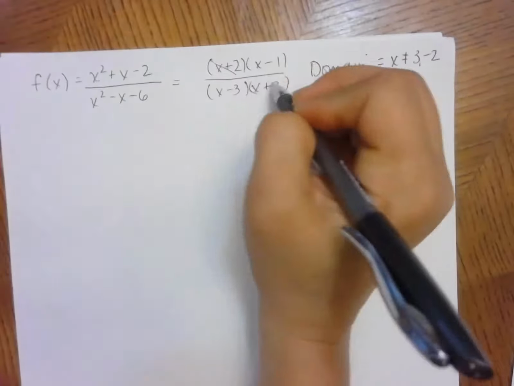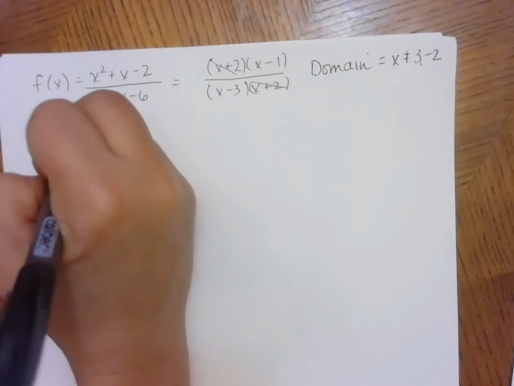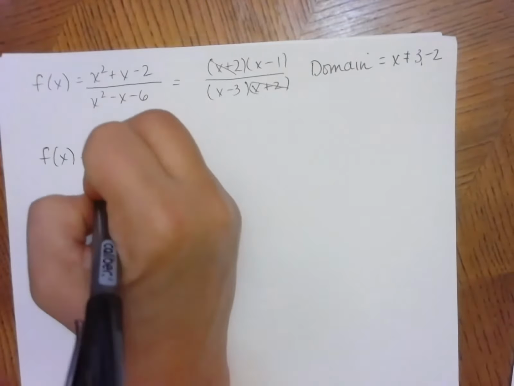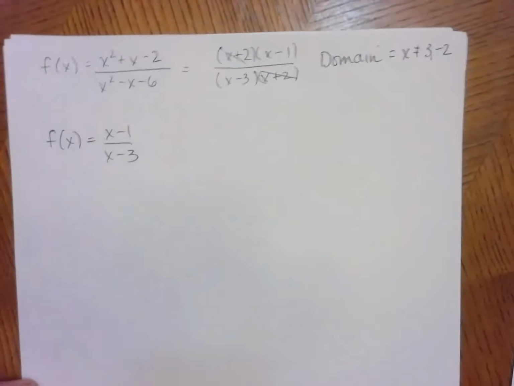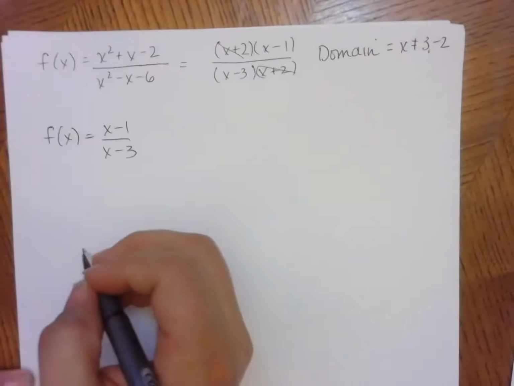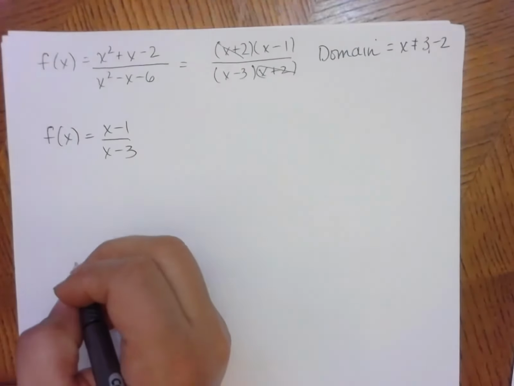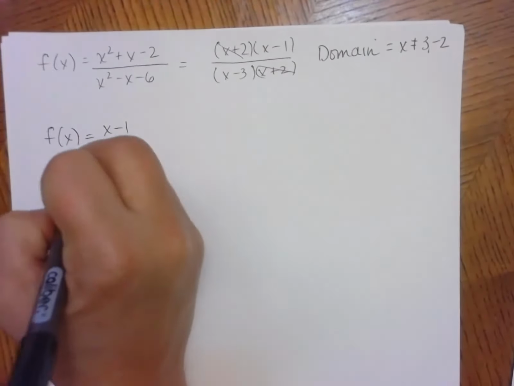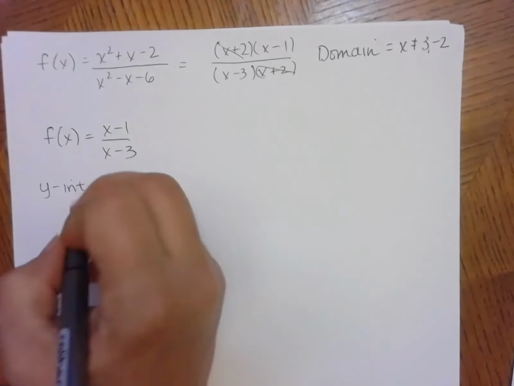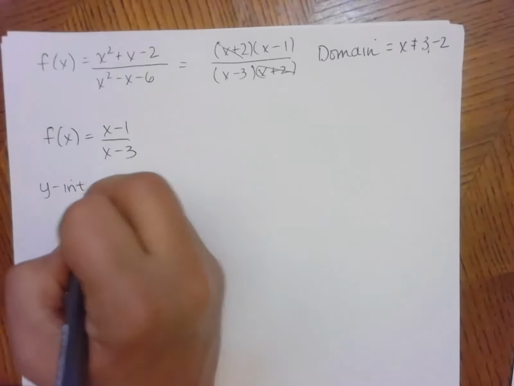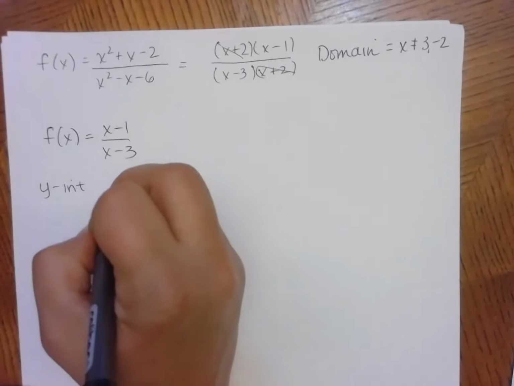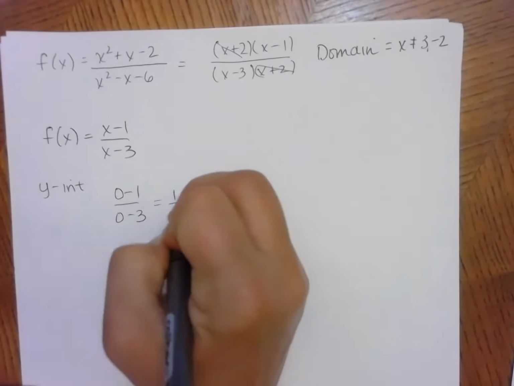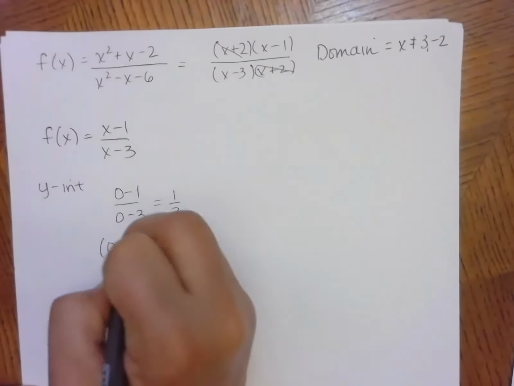So now I'm going to simplify, and I'm going to work with this one to graph it. So I have x minus 1 over x minus 3. Okay, so let's find our intercepts first. I'm going to find my y-intercept. That means I'm going to plug in 0 for x. So my y-intercept will be 0 minus 1 over 0 minus 3. So I get positive 1/3. So I have the point 0, 1/3.